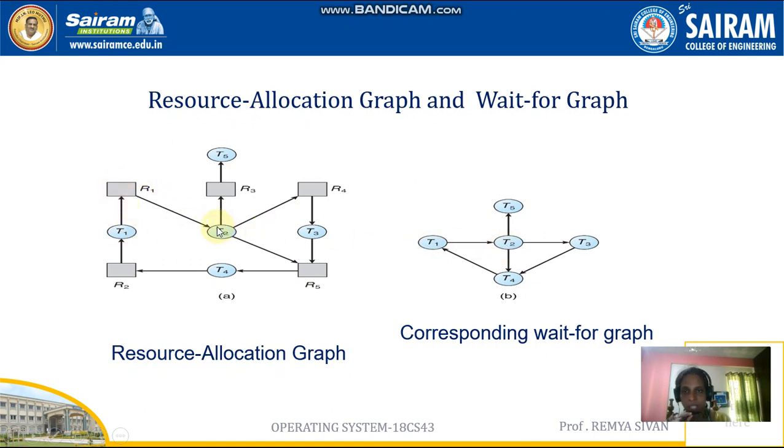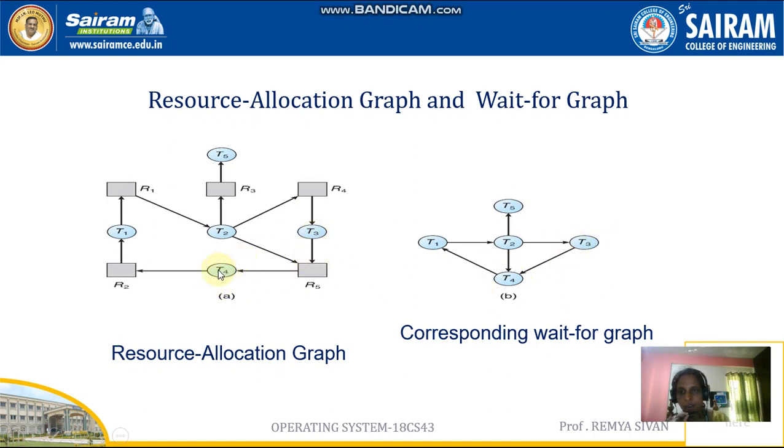T1 to T2. Here R3 is assigned to T5 and T2 is requesting R3. So once T5 completes its task, R3 is assigned back to T2. So connect T2 to T5. Here also R4 is assigned to T3 and T2 is requesting R4. So T2 to T3, one connection. And T3 is waiting for R5. R5 is allotted to T5. So T3 to T4, one connection.